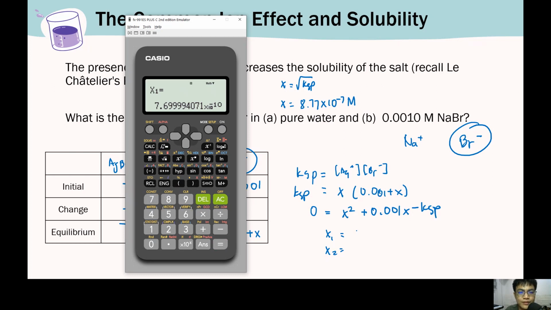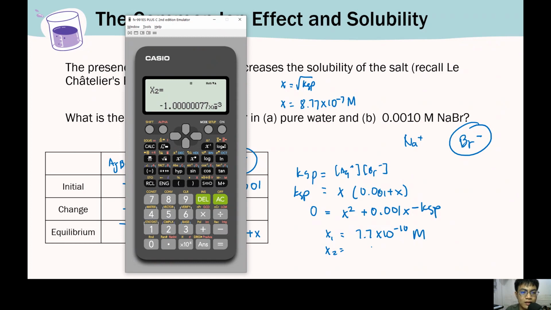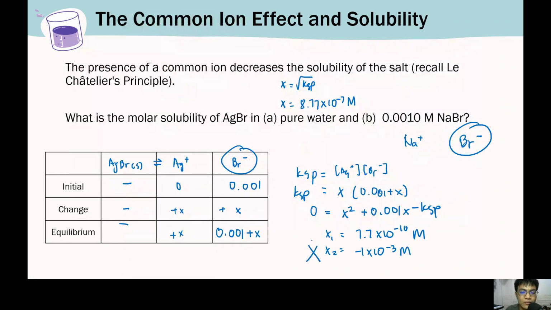So this is the first root, 7.7 times 10 raised to negative 10 molar. And then the second root is negative. Of course, we will discard the negative and accept the positive root. Did you see that the molar solubility was reduced significantly? Originally, without the common ion, the solubility of AgBr is 8.77 times 10 raised to negative 7. But in the presence of 0.001 molar sodium bromide, its solubility was further decreased to 7.7 times 10 raised to negative 10, confirming that the presence of a common ion decreases the solubility.